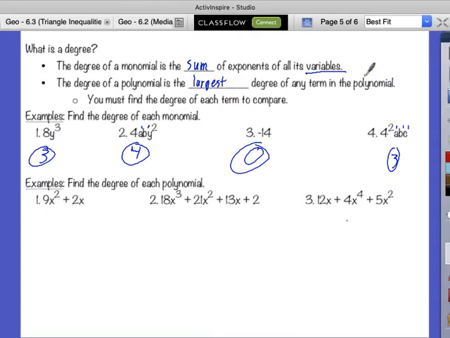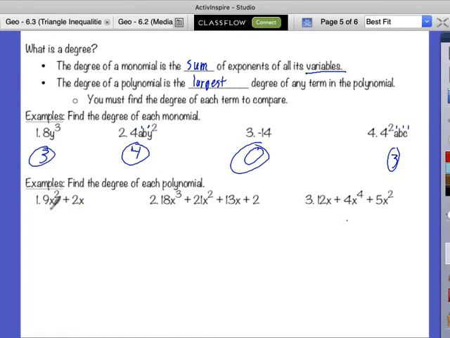Okay. So, now we're going to find the degree of each polynomial. You said for a polynomial, it's the largest degree of any term in the polynomial. So here there's 2 terms in this polynomial. So the degree of this would be the largest term amongst these 2. So in order to know which one's the largest, we have to find the degree of each of them, right? So what's the degree of this first one?